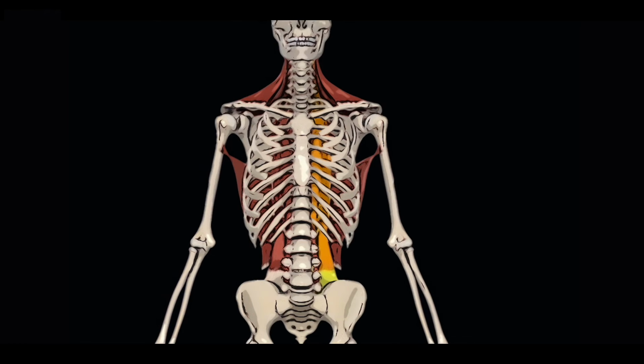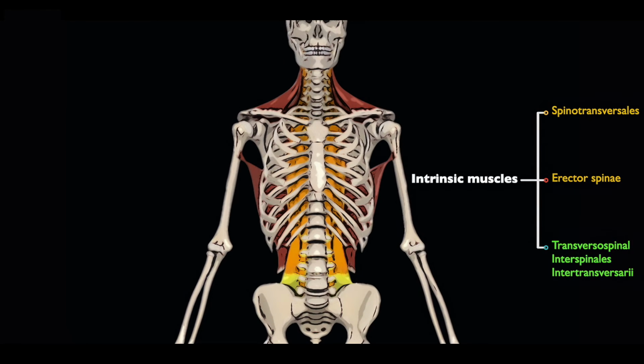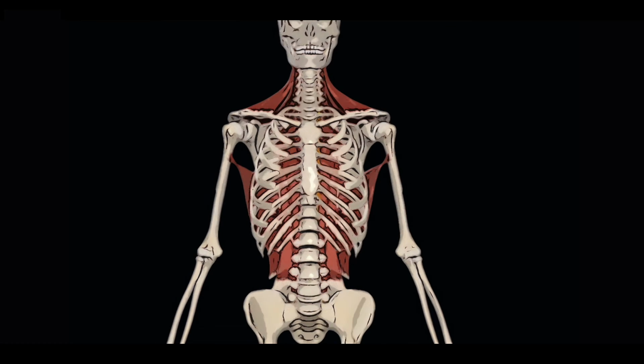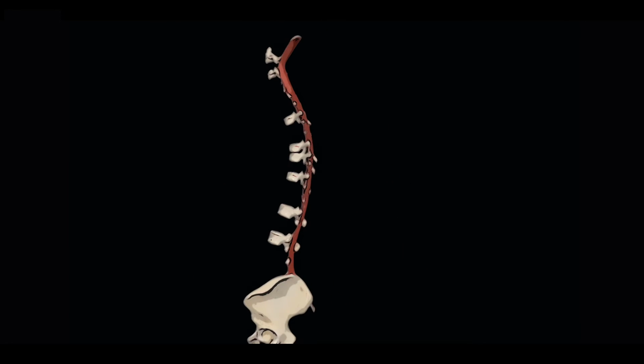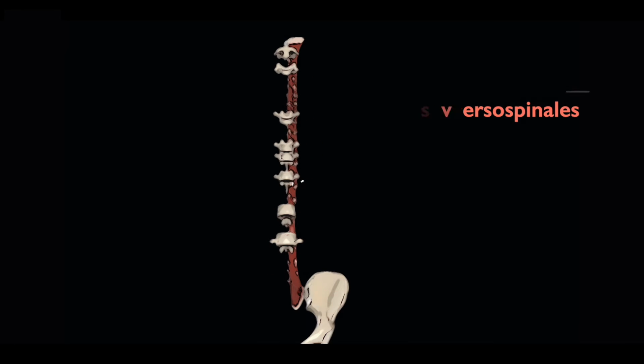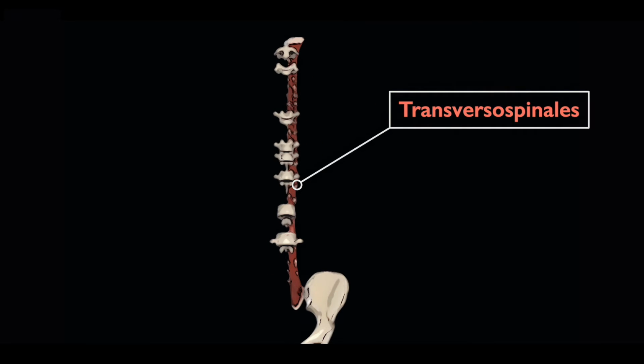Finally, we have the deep layer or intrinsic back muscles, which consist of transversospinal, interspinalis, and intertransversi muscles, all of which are involved in movements of the neck and trunk. The transversospinal or transversospinalis muscles originate from transverse processes and insert onto spinous processes of vertebrae. In other words, the opposite orientation of the spinotransversales muscles I had mentioned before, and consist of three individual muscles. From superficial to deep, these are the semispinalis, multifidus, and rotators.